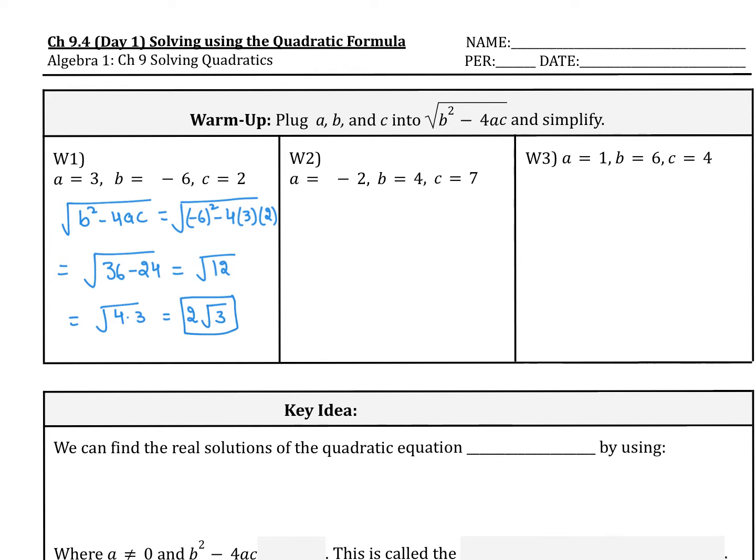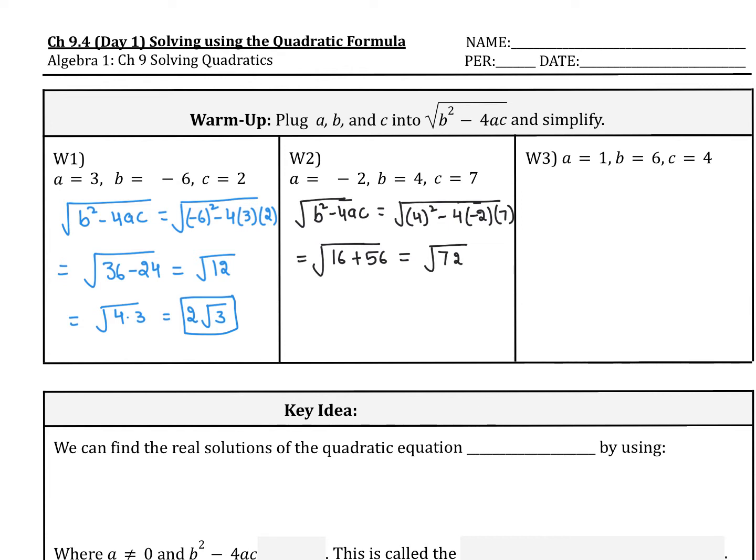Next, you're going to plug a, b, c into the same formula, b squared minus 4ac. And you're going to get 4 squared minus 4 times -2 times 7. And what you got is 16. -4 times -2 is +8 times 7. That is going to be 56. And 16 plus 56 is 72.